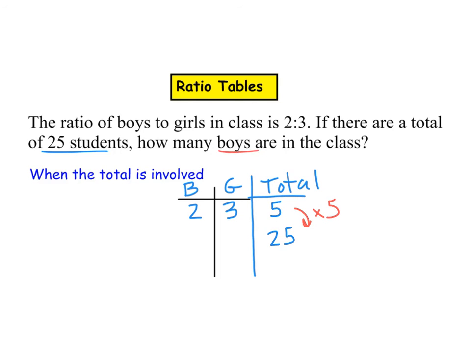And since I want to know how many boys there are, I can multiply the boys by the same factor of 5 in order to get to a final answer of 10. I don't need to worry about the girls because the question just asked about the boys. So if there are a total of 25 students, there would be 10 boys.